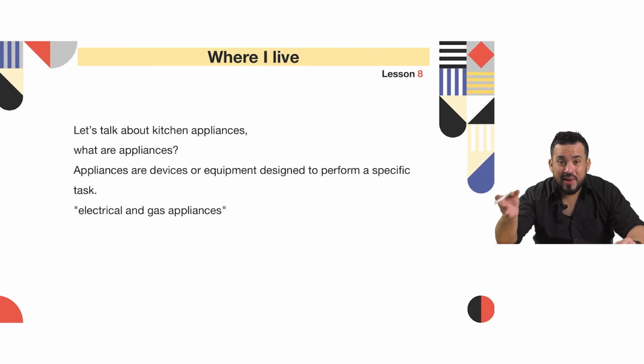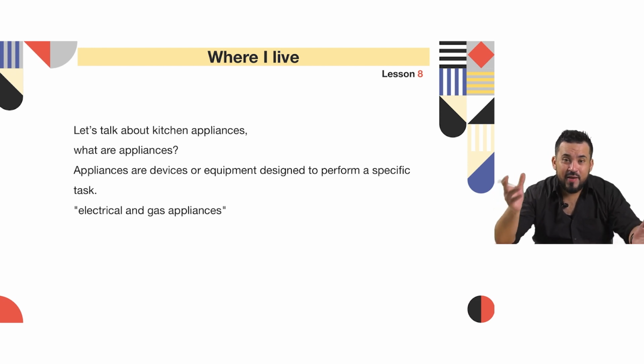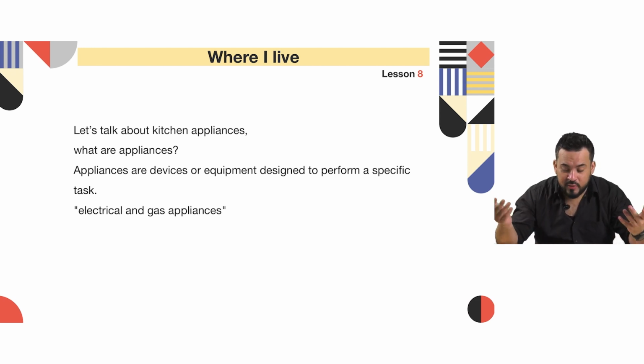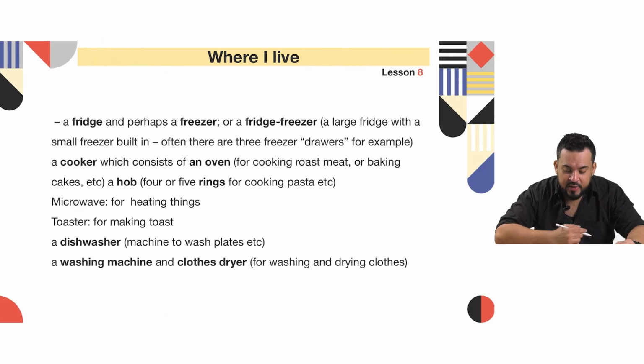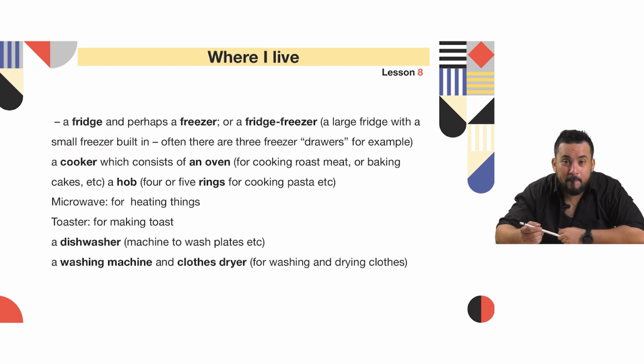Now let's talk about appliances. What are appliances? Kitchen appliances could be gas or could be electric. It means devices that you use in the kitchen. Like what? Okay, let me give you some examples. A fridge is a kitchen appliance. A fridge.